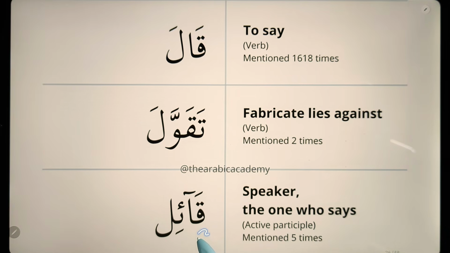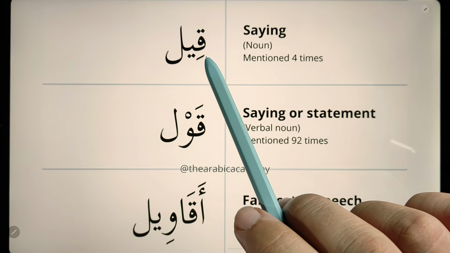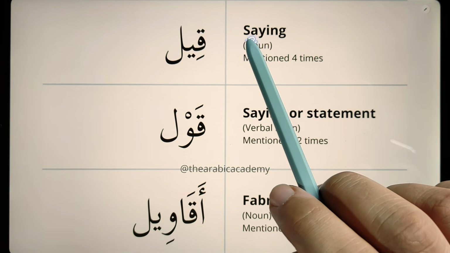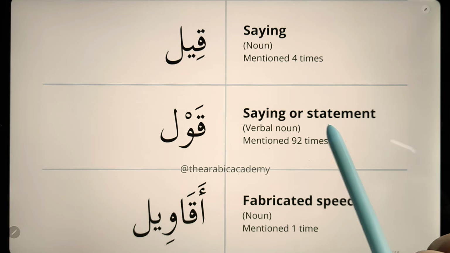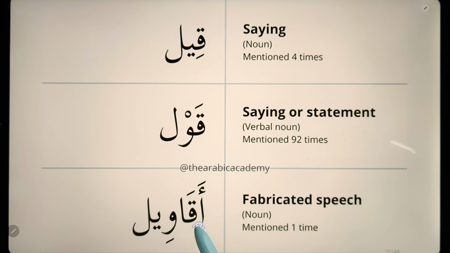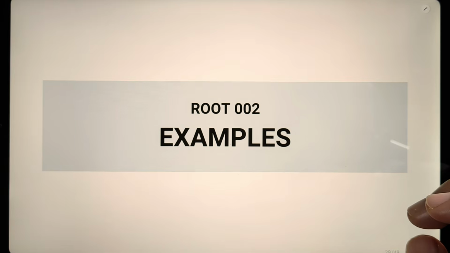Next, qa'il. Qa'il means a speaker or someone who says. Next word is qil, which means saying, and qawl, which also means saying or statement. And the last word is aqawil, which means fabricated speech. Let's now go through some examples.